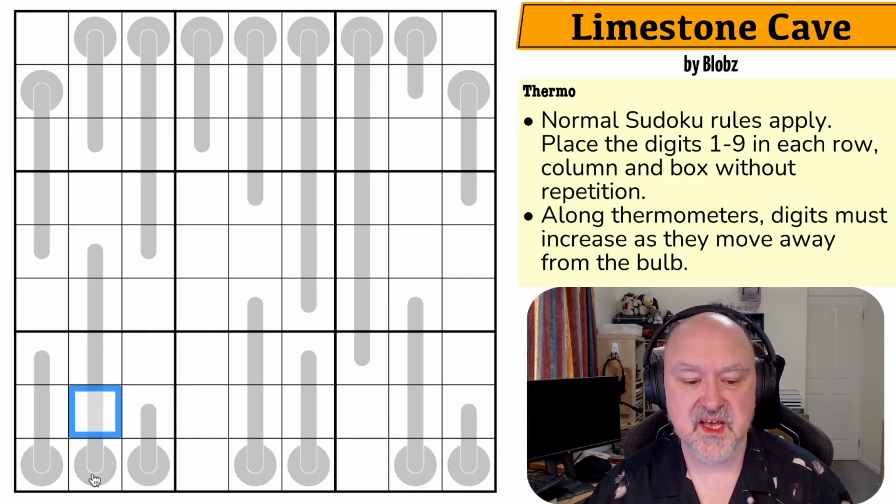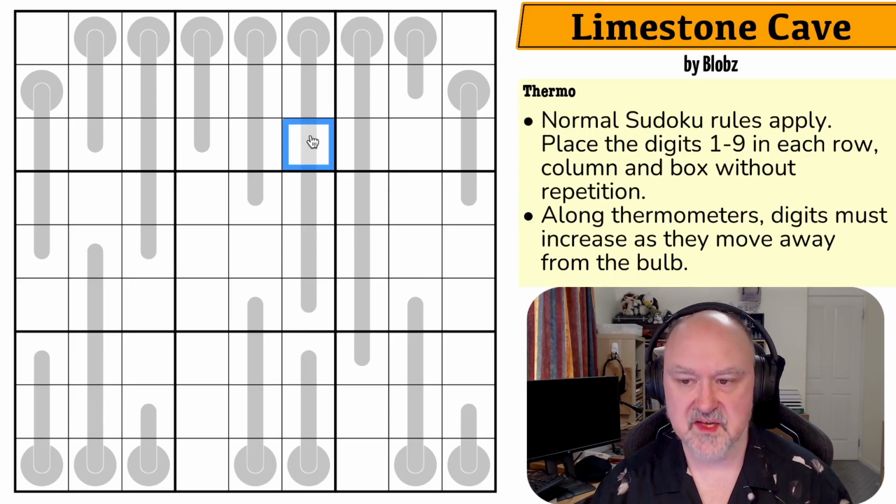So this digit here must be a higher digit than this. The digit that's placed here is higher than this. The digit here is placed higher than this. These thermos are all going down. So this digit must be higher than this. This digit must be higher than this. This digit must be higher than this. So that's how the Thermo constraint works. They're the rules of the puzzle.